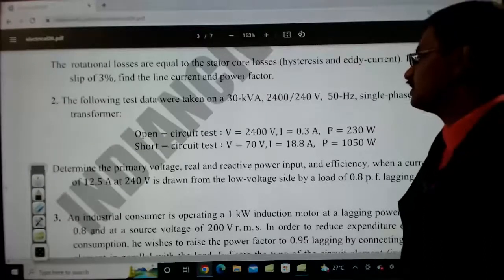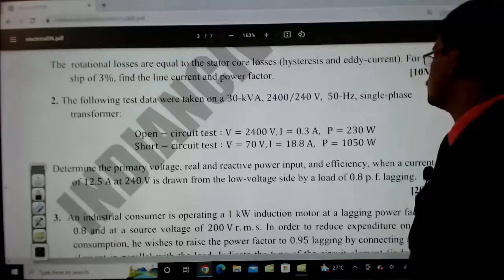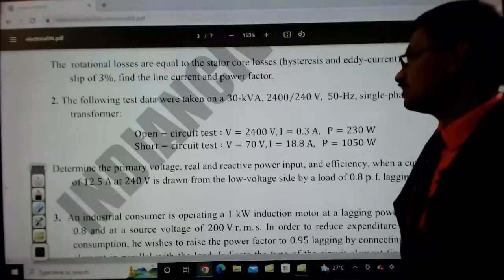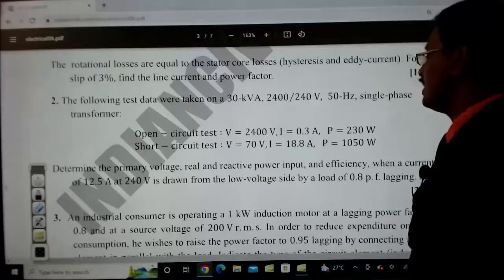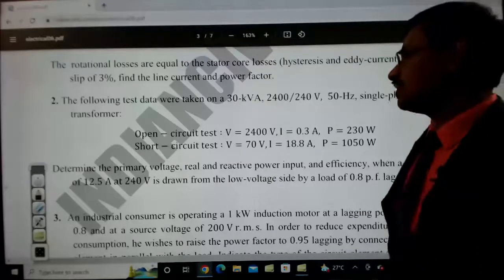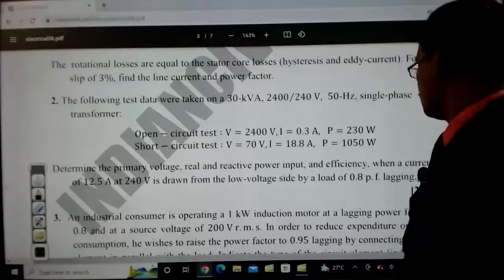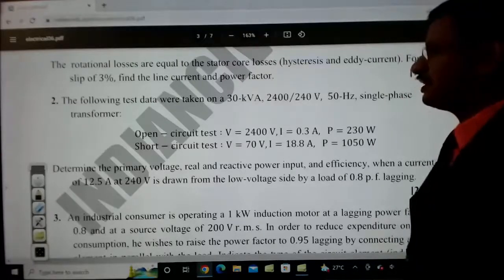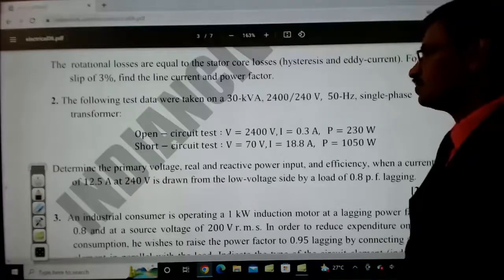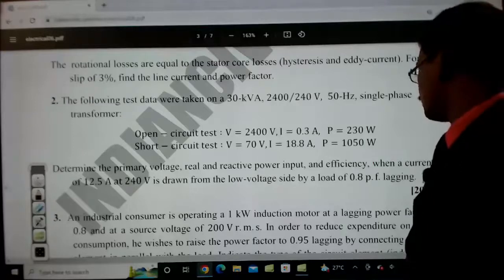Open circuit test is conducted at 2400 volts and 0.3 amperes, and the power consumed is 230 watts. And short circuit test was conducted at 70 volts, 18.8 amperes, and the power consumed is 1050 watts. Determine the primary voltage, real and reactive power input, and efficiency when a current of 12.5 amperes at 240 volts is drawn from the low voltage side by a load of 0.8 power factor lagging.